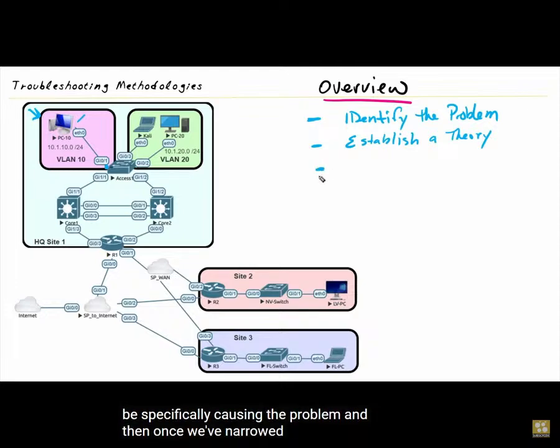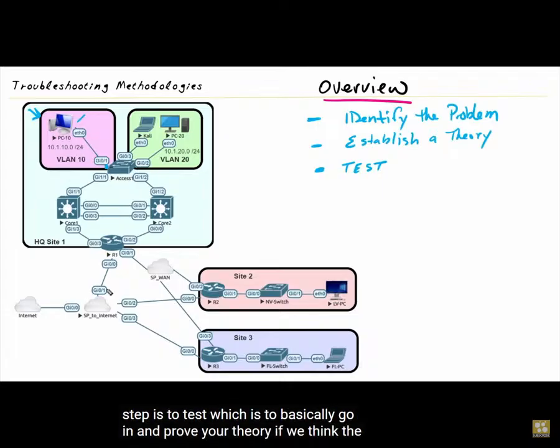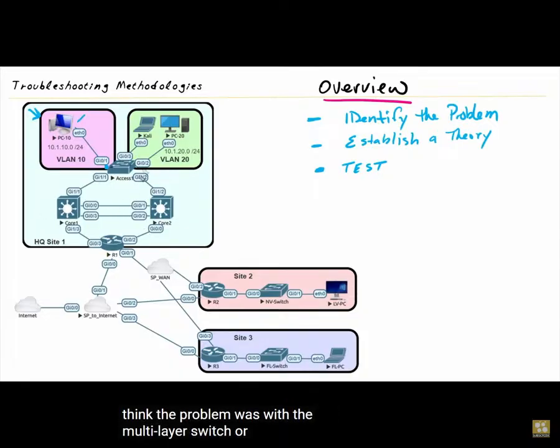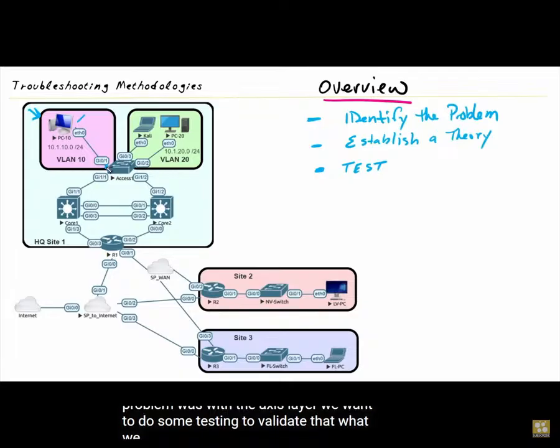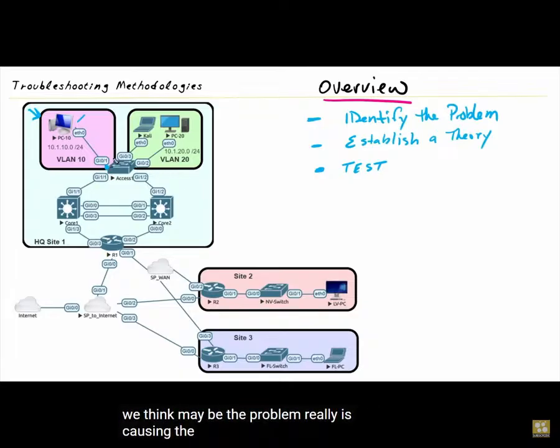And then once we've narrowed it down to what we think it might be, the third step is to test, which is to basically go in and prove your theory. If we think the problem is with router 1, or if we think the problem was with the multi-layer switch, or we think the problem was with the access layer, we want to do some testing to validate that what we think may be the problem really is causing the problem. And then once we've narrowed it down and verified it, we then want to go ahead and solve the problem.